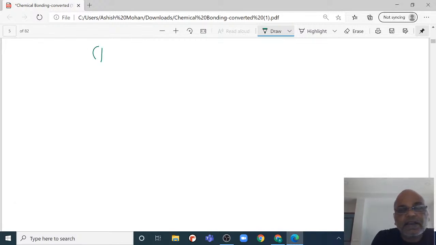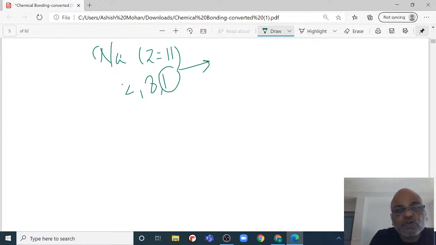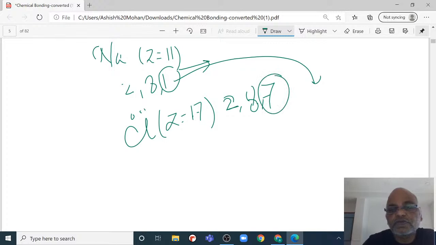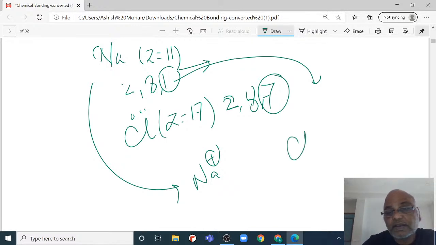If I'm talking of another example, Na, atomic number Z is 11, configuration 2,8,1. For completing its octet, it has to lose 1 electron. And there is a chlorine atom, atomic number Z is 17, configuration 2,8,7. Na has 1 electron, it will lose 1 electron and become Na+. Cl gives you Cl-. It is accepting this electron, and by accepting it, it has a 2,8,8 octet.